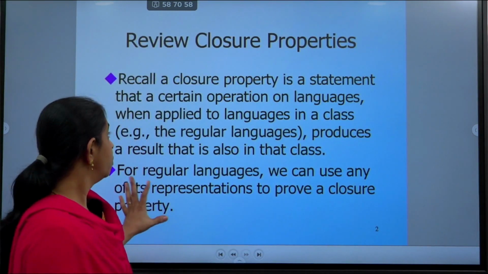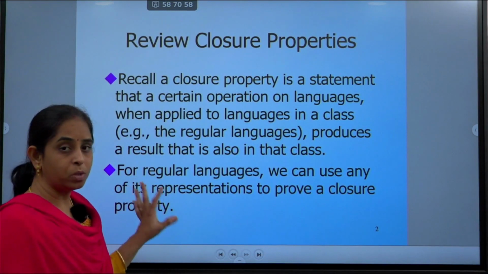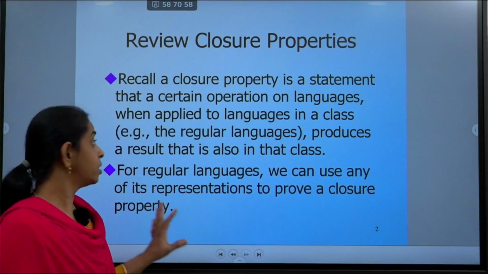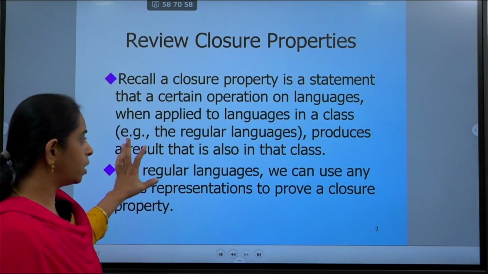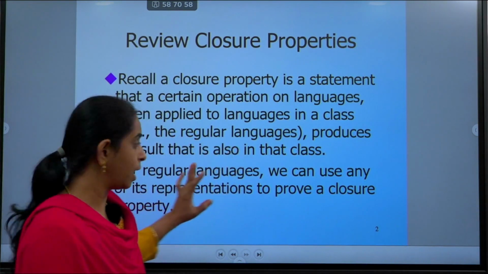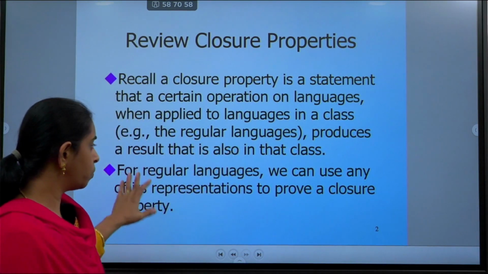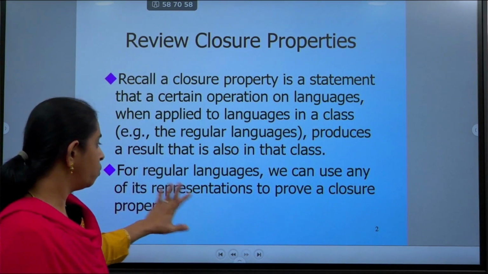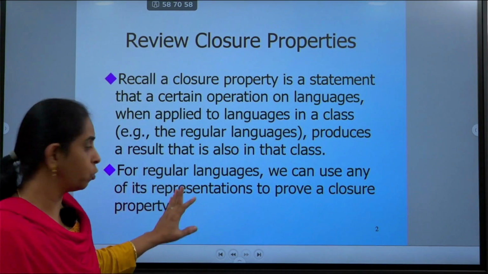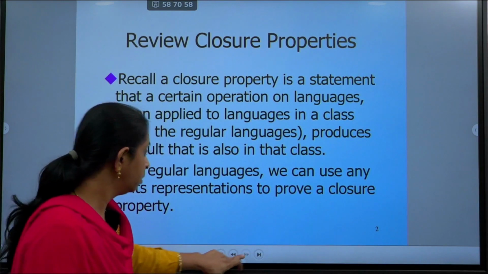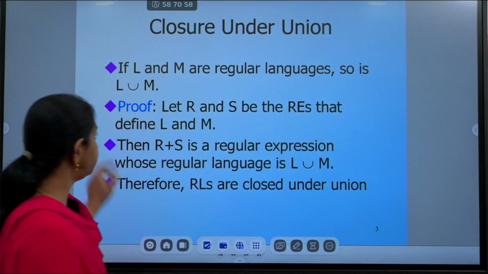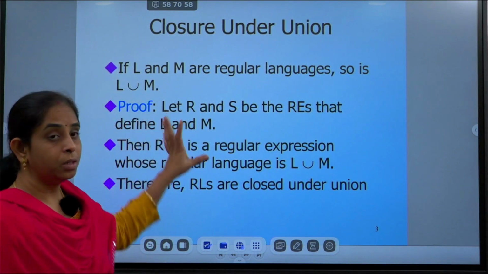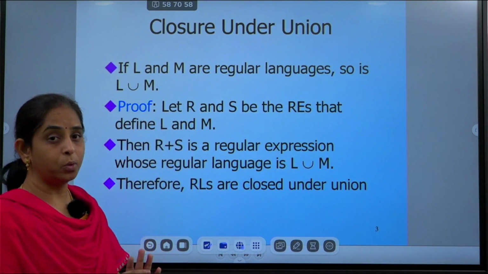The closure property means we have certain operations on languages, and when we apply them to regular languages, the result is the same, a regular language. For regular languages, we can use any representation to prove a closure property. Here we have taken L and M as two regular languages.